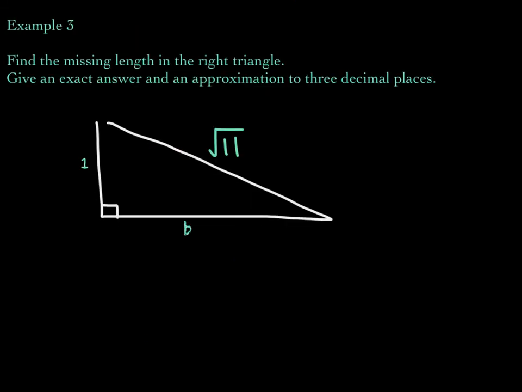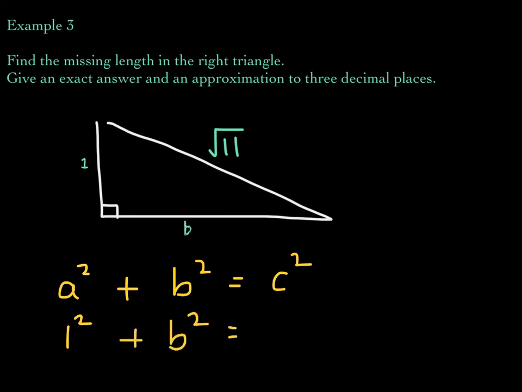In this third and last example, it says find the missing length in this right triangle. So notice that the unknown is one of the legs. They labeled it as B. So what we can do is use the Pythagorean theorem that says one leg squared plus the other leg squared must be equal to the square of the hypotenuse. Well, one of the legs is 1, so I'm going to plug that in for A. I'm going to leave B squared in my theorem.